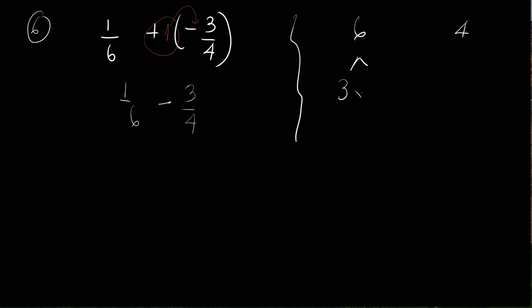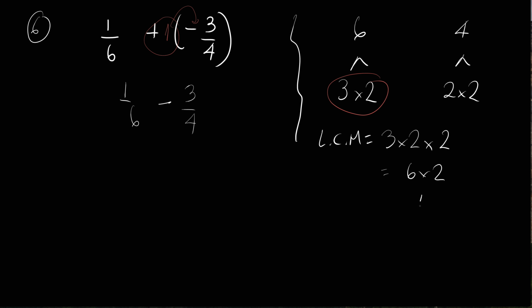So 6 is gonna become 3 times 2, and 4 is going to be 2 times 2. For the least common multiple, we're gonna pick one of these lists, for example 6, which is 3 times 2, and we check if the other part is already included, which it is not. So we're just gonna add one extra 2. Therefore, your LCM should be 6 times 2, which is 12. After that, you make the same denominator: times 2 on the first, times 3 on the second, because those numbers are the ones that are going to give you the 12.